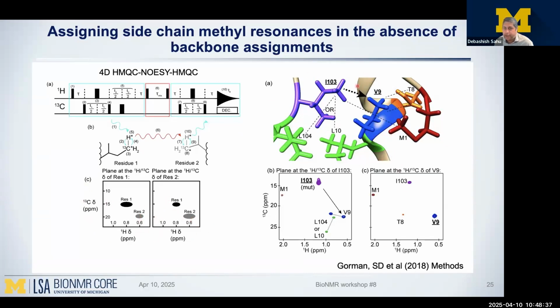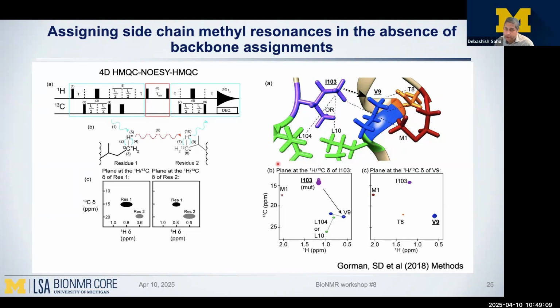Here is an example. In this case, for this particular protein, you have your isoleucine 103. I will talk about how we assigned it. We use something called site-directed mutagenesis. I'll talk about what that is and how it confirms that this is this particular methyl-containing isoleucine. And then we look at every other residue that is close by. So it is close to valine 9. It's not close to threonine 8, but it's close to methionine 1. It's close to leucine 10 and leucine 104.